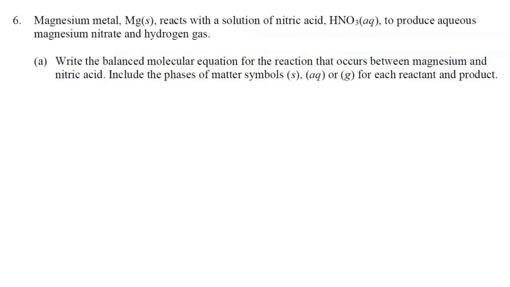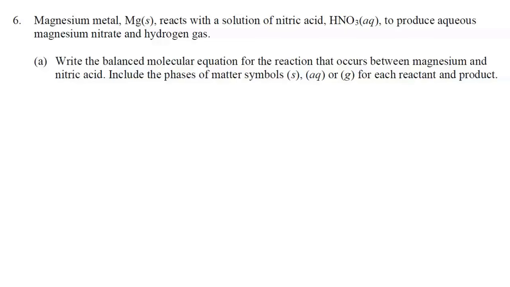Question 6. Magnesium metal reacts with a solution of nitric acid to produce aqueous magnesium nitrate and hydrogen gas. Part A. Write the balanced molecular equation for the reaction that occurs between magnesium and nitric acid. Include the phases of matter symbols for each reactant and product.